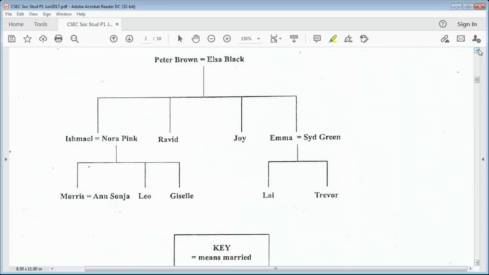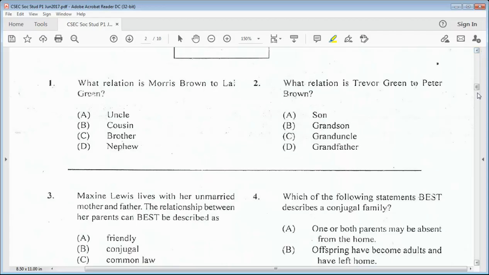Now Ishmael is married to Nora Pink, and they have 3 children: Morris, who is married to Anne, Sonia, Leo, and Giselle. And Ravid and Joy have no children. Emma is married to Sid Green, and they have 2 children, Lai and Trevor. So let us look at what the question says. The first question says, what relation is Morris Brown to Lai Green?